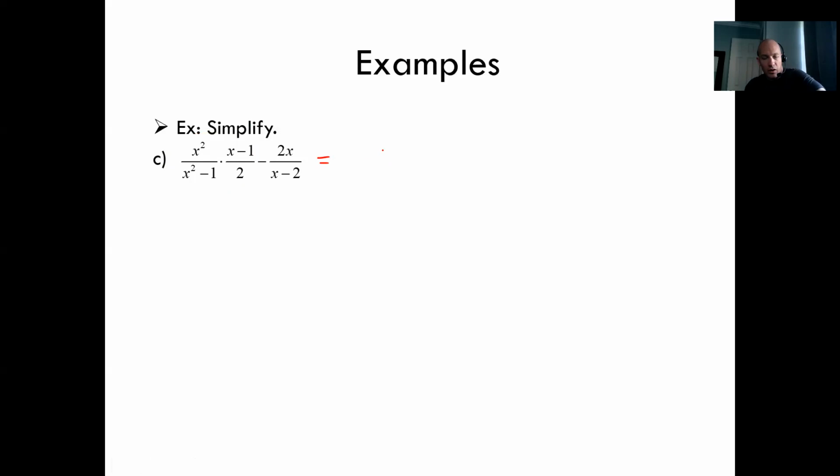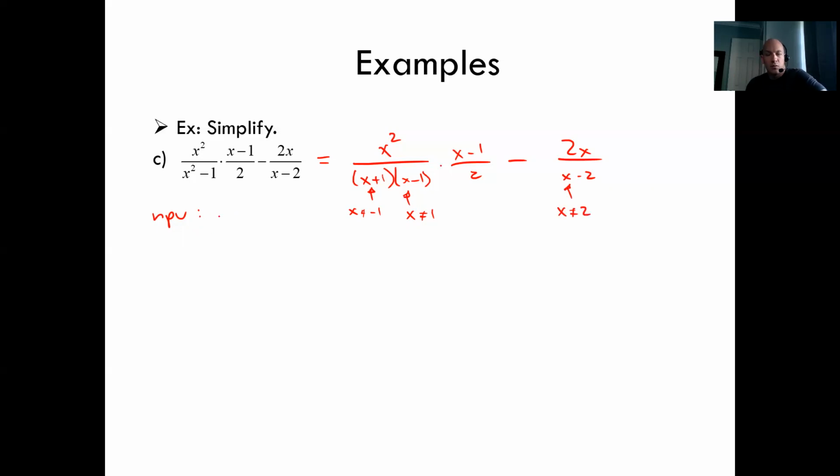But I'll point something out here. I'm going to factor this first, then I'm going to multiply by this, and then I'm going to subtract that. Okay, so my non-permissible values, we can see here we've got x cannot equal negative 1, here we've got x cannot equal 1, and then here we've got x cannot equal 2. So x cannot equal negative 1, 1, or 2.